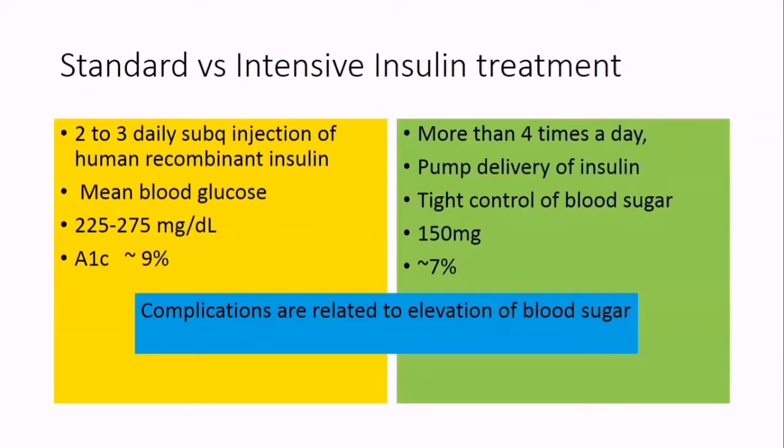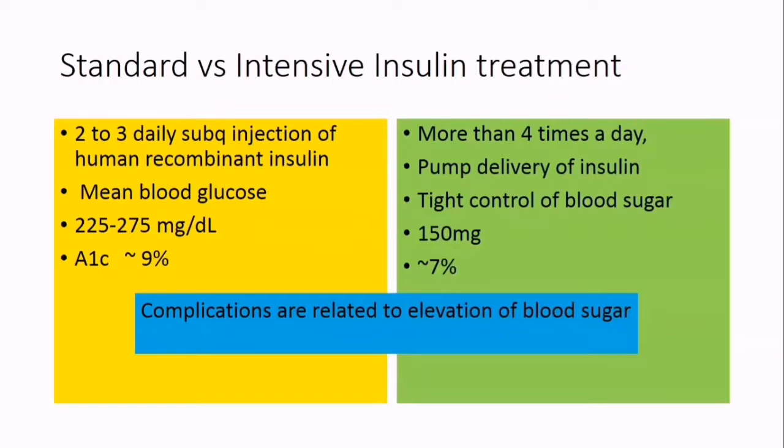So what is the standard and intensive insulin treatment? Standard is 2 to 3 daily subcutaneous injections of human recombinant insulin, whereas intensive therapy requires more than 4 times a day of insulin injection, and it is mostly pump delivery of the insulin, which I have shown in the previous slide.